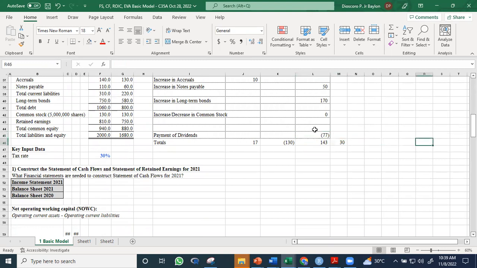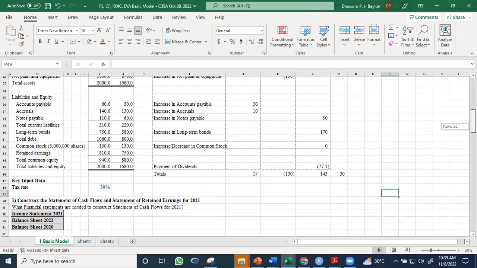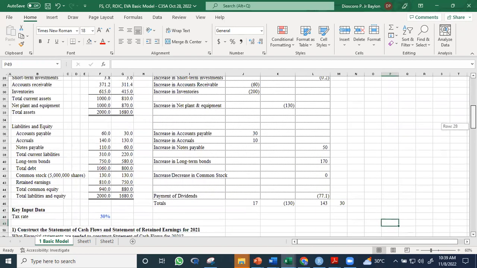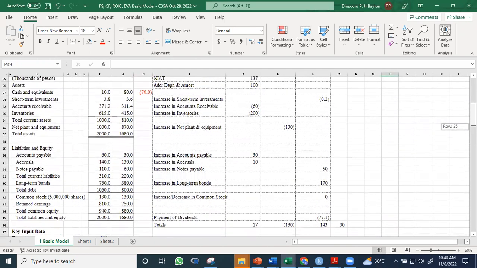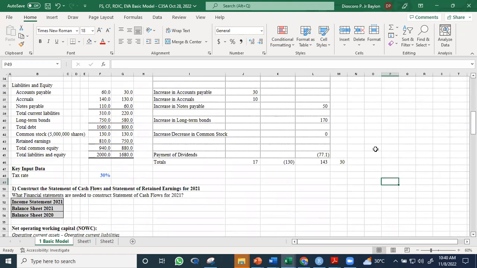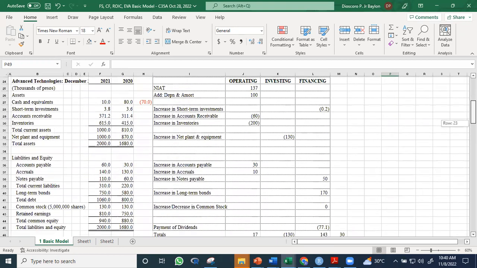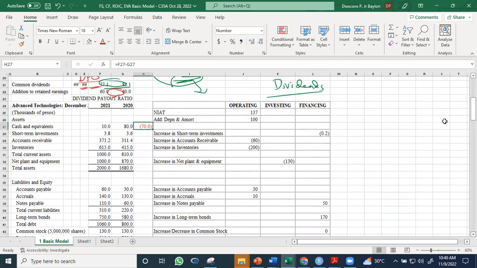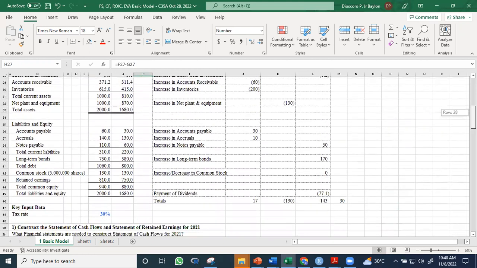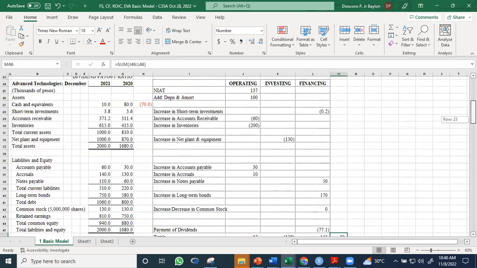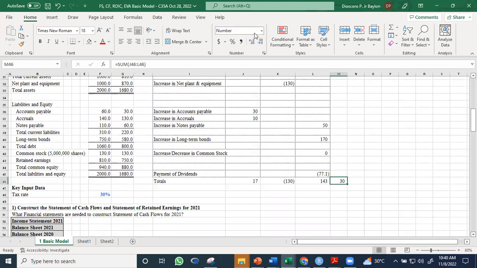This is actually more than... so a while ago, this was 107. Now it became 30. But still, okay, we're overstated because the change in cash should be negative 70, but we're 30. So are we overstated or understated?